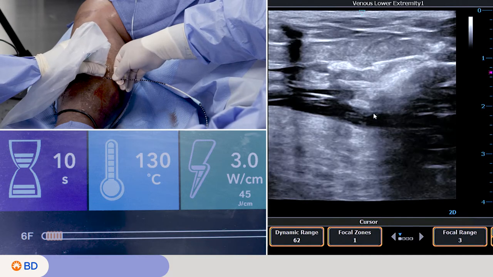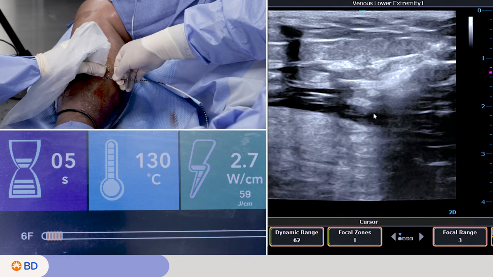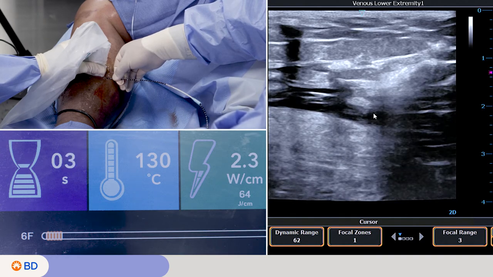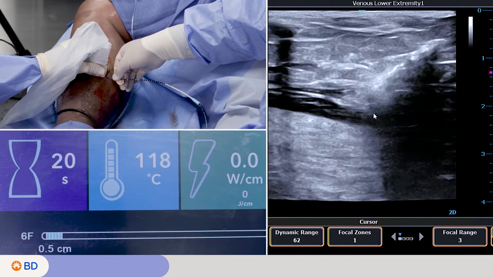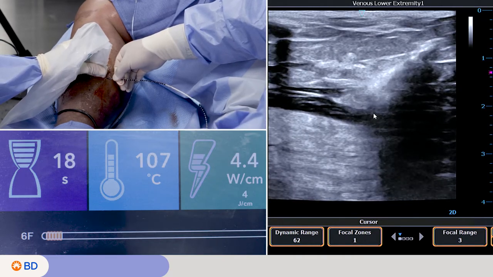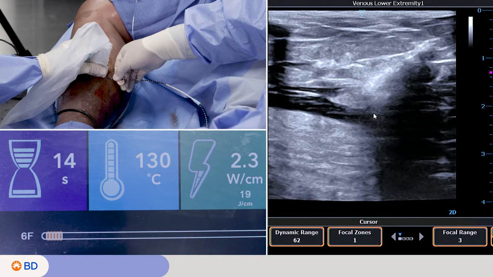Deliver treatment by pressing the button on the handle or stepping on the optional foot pedal. A 20-second treatment cycle at a set temperature of 130 Celsius begins. Multiple heating cycles can be performed at each segment based on anatomy and physician discretion.